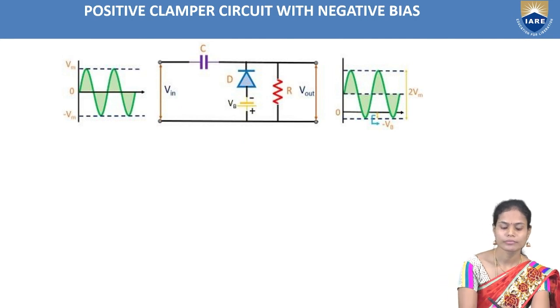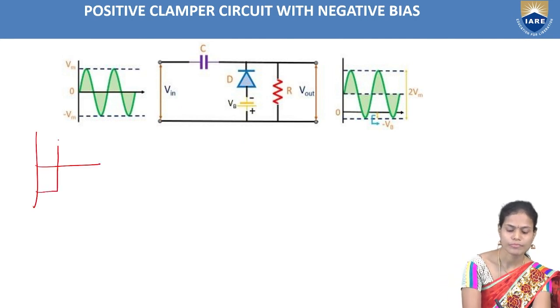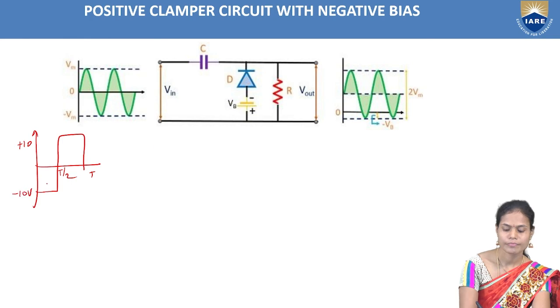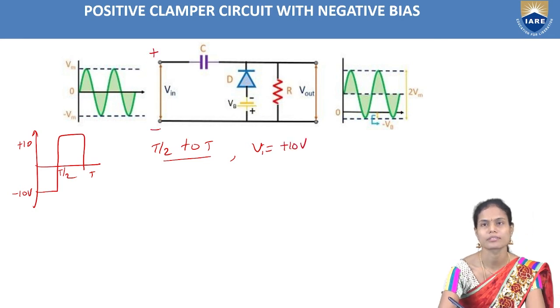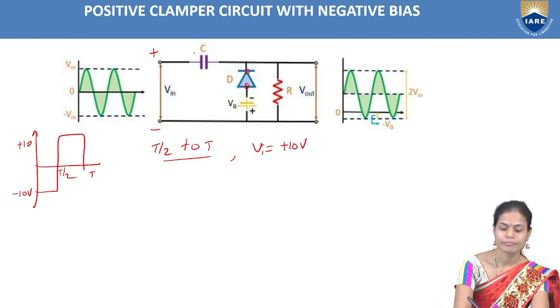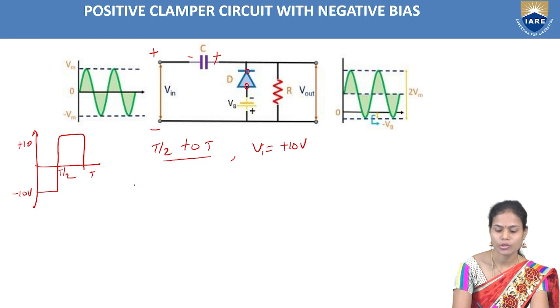And the same circuit I am taking to see the analysis for the next half cycle, that is T by 2 to T. So in that case, input voltage is equal to plus 10 volts. So here it is plus, here it is minus. So in this case, input voltage is making the diode into the reverse bias condition, and battery voltage is making the diode also into the reverse bias condition. So it is open now. So to find the output voltage, again apply the KVL in this loop.